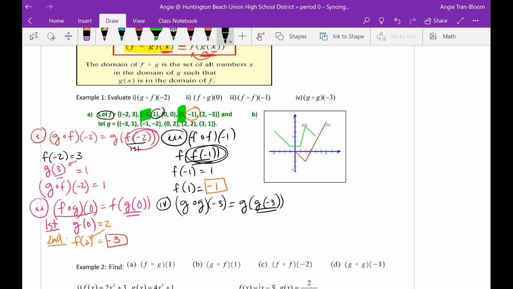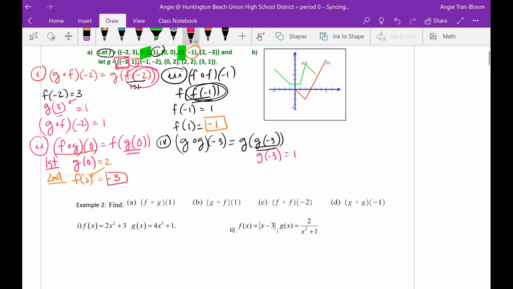So do that first. Go to g, find the input. The input is -3, the output is 1. So this right here, y'all, is 1. Now next, you have to do the outer component. So g of 1.